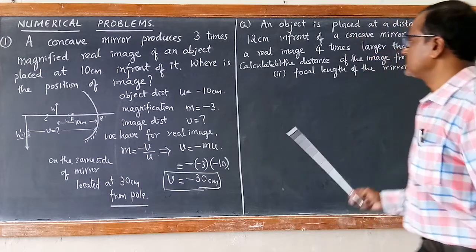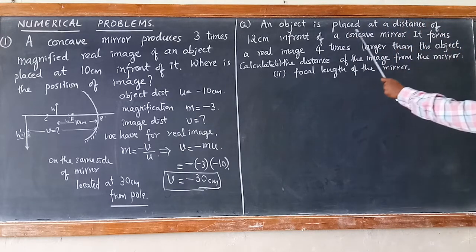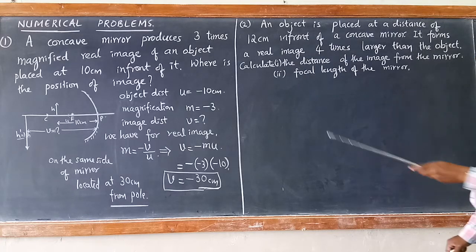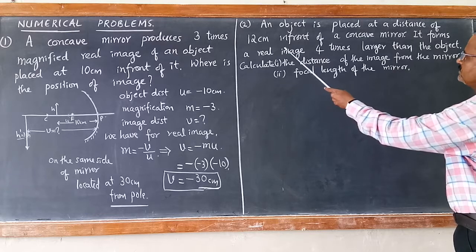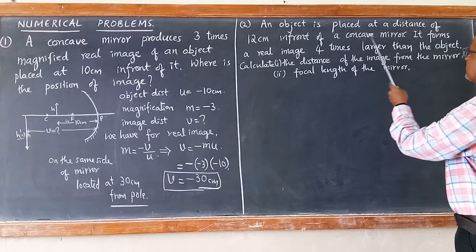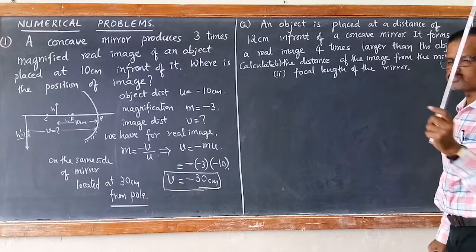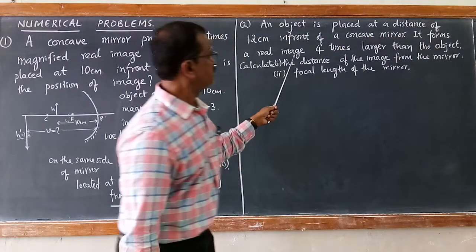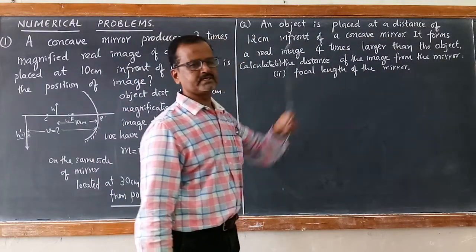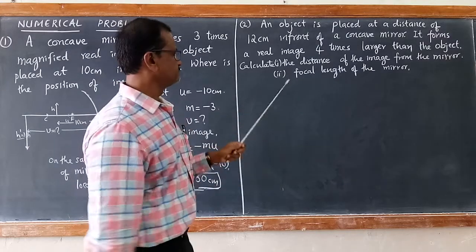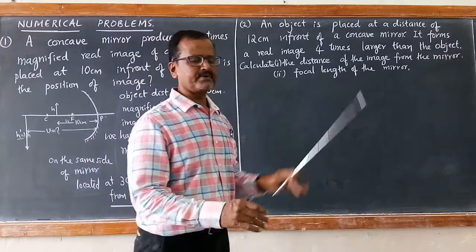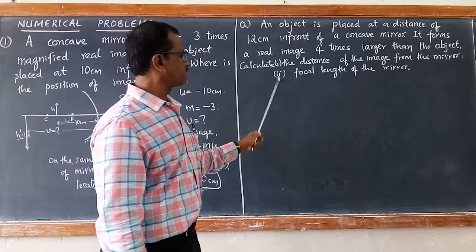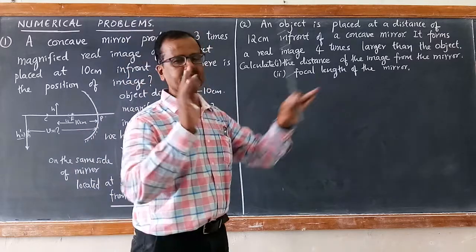Let us see a similar problem, another problem. An object is placed at a distance of 12 centimeter in front of a concave mirror. Here the object distance is 12 centimeter. It forms a real image 4 times larger than the object. So magnification is 4. Calculate the distance of the image from the mirror. Similar calculation. Second question: calculate the focal length of the mirror.